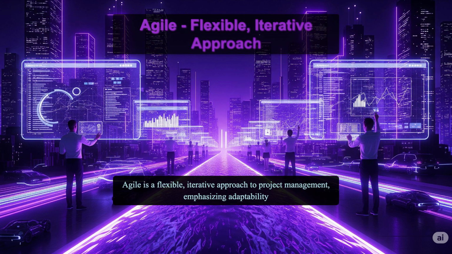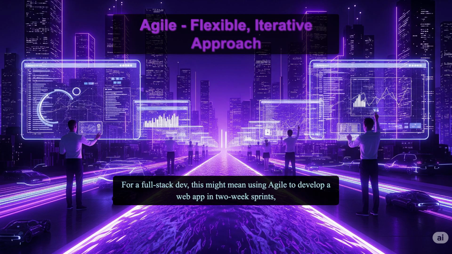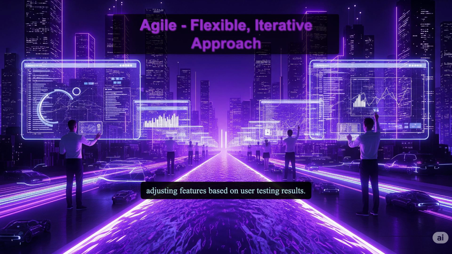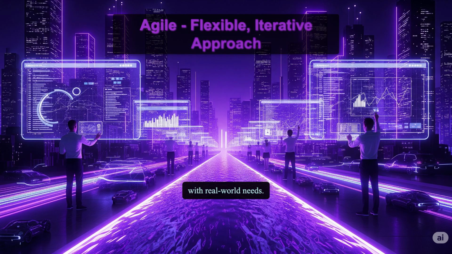Agile is a flexible, iterative approach to project management, emphasizing adaptability and customer feedback over rigid plans. For a full-stack dev, this might mean using Agile to develop a web app in 2-week sprints, adjusting features based on user testing results. Visualize a flowing river adapting to its course. Adopt Agile to embrace change, like a client adding a new payment method. Deliver working software frequently, and collaborate closely with your team, ensuring your project evolves with real-world needs.